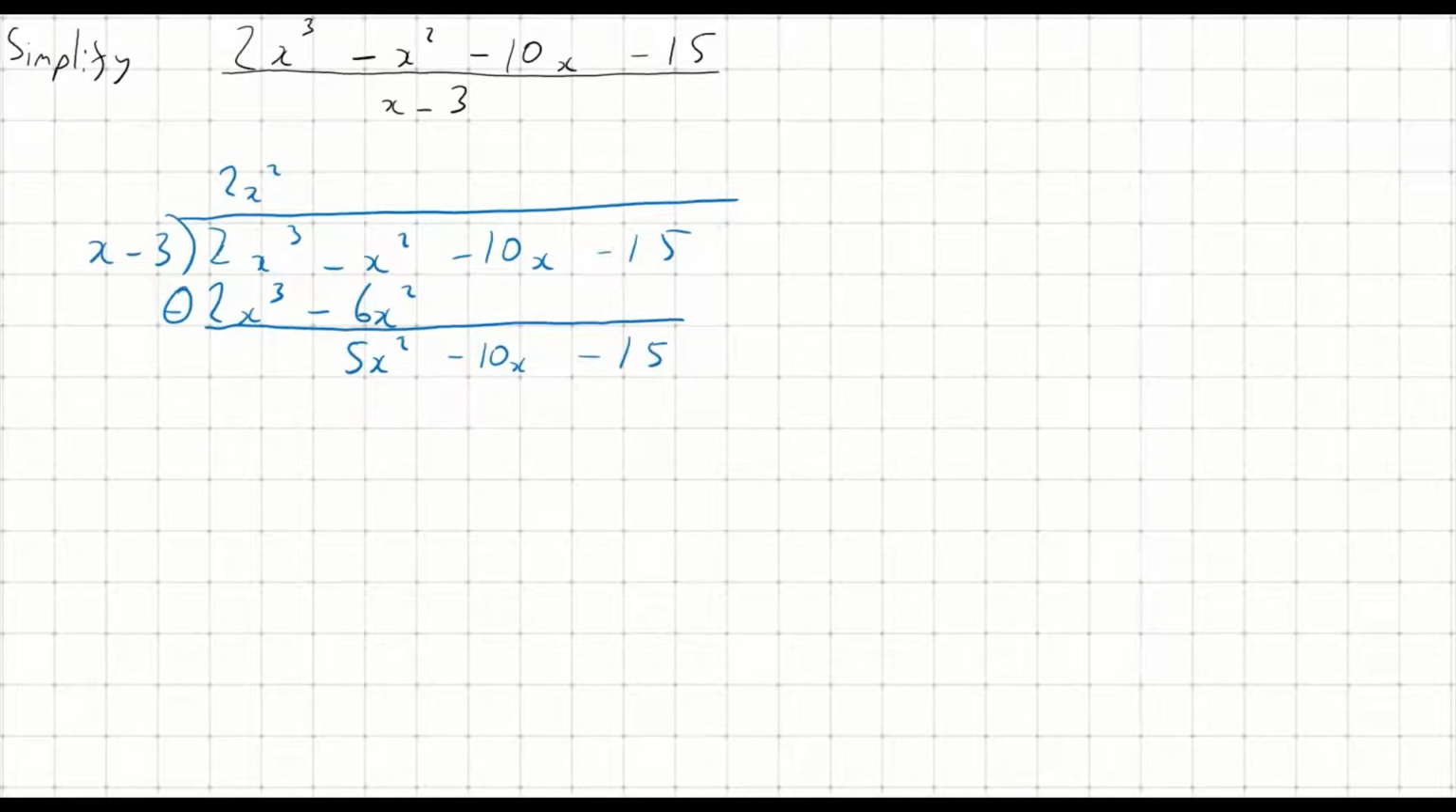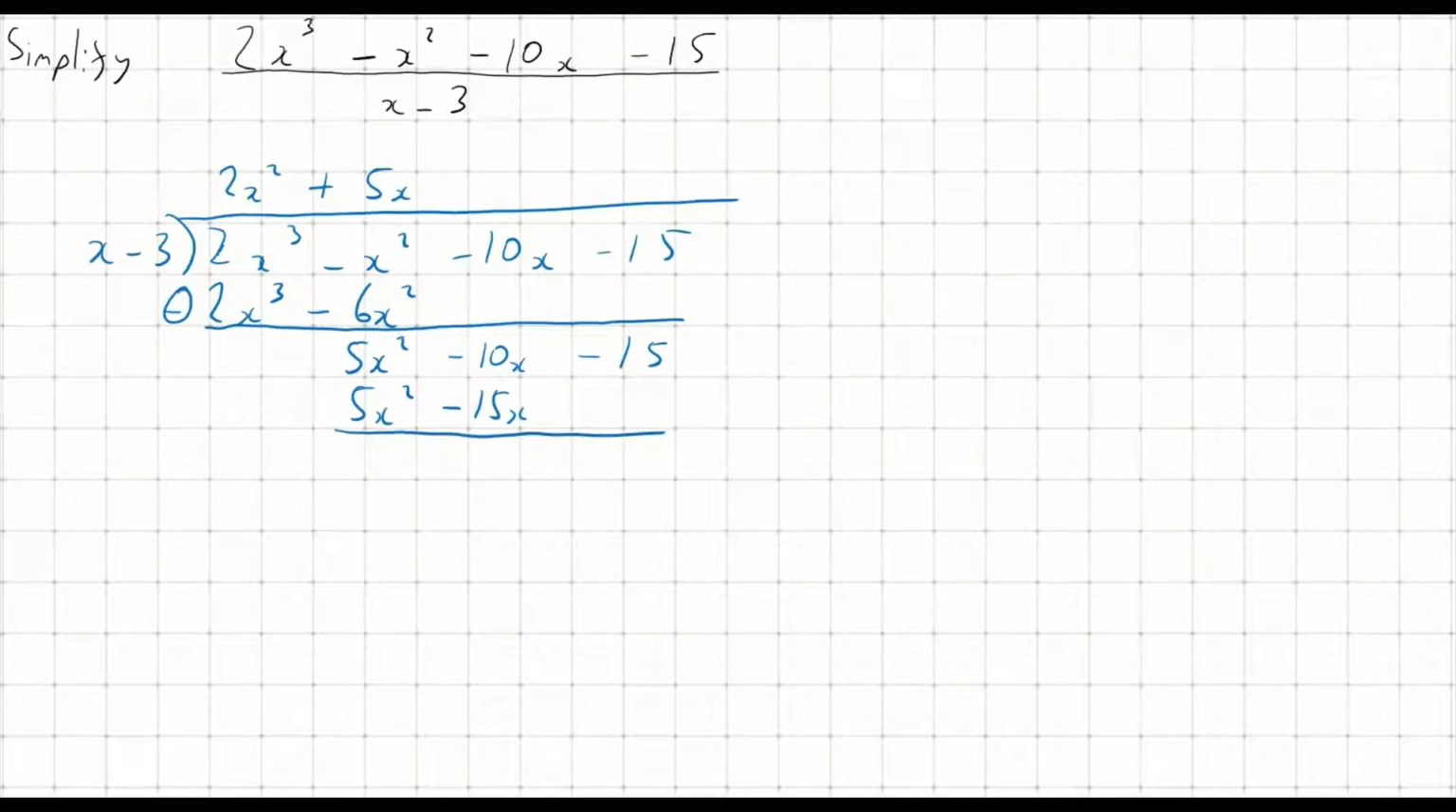Okay, and it is very useful when we're doing these questions to keep our columns lined up. So the x cubeds all in the same column, x squareds in the same column, the x's in the same column, the constants in the same column. Now we're going to do the same thing again. How many times does x go into 5x squared? Well, it goes in positive 5x times. And if I do x minus 3 times 5x, I get 5x squared, and minus 15x. Minus 3 times plus 5x is minus 15x.